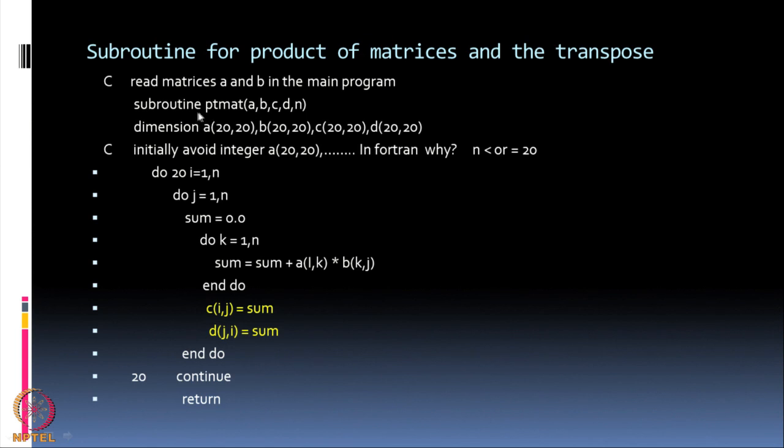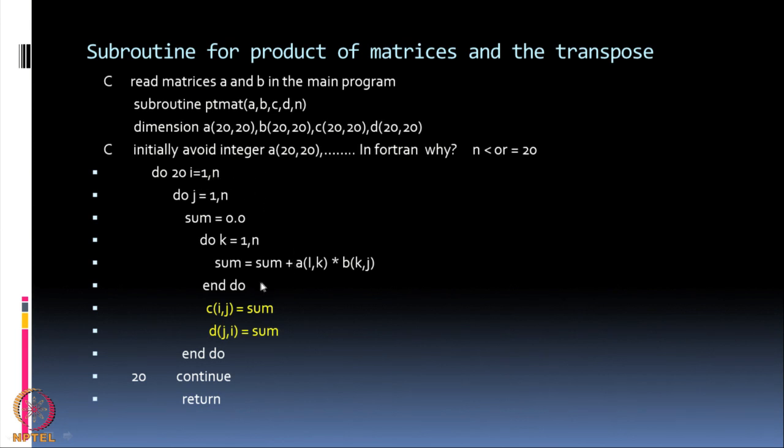Once you call this particular subroutine from the main program, your array need not always be 20 by 20. You may have a smaller array than 20 by 20, but this program will not work if your array size is more than 20. Suppose your matrices are smaller in size, that is what I have called some integer here. If your main matrices are of smaller size, the product also will be of smaller size.